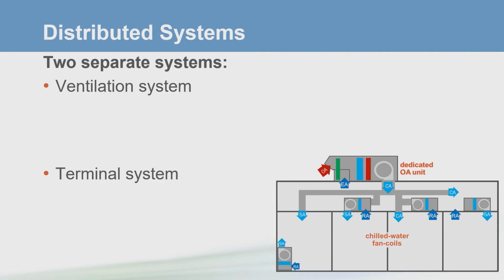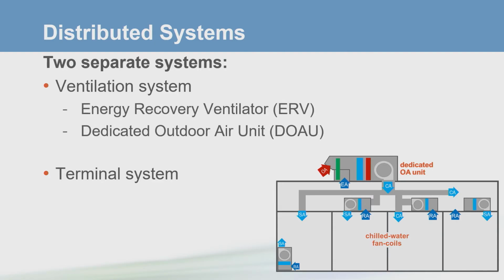The ventilation system could use a simple energy recovery ventilator or a dedicated outdoor air unit. The primary difference between the two is that a dedicated outdoor air unit includes mechanical cooling, and it can be designed to handle the dehumidification load in part or in full, the latter resulting in a sensible-only terminal system. The mechanical cooling in a dedicated outdoor air unit can be packaged or split DX, or hydronic for those terminal systems that use water.